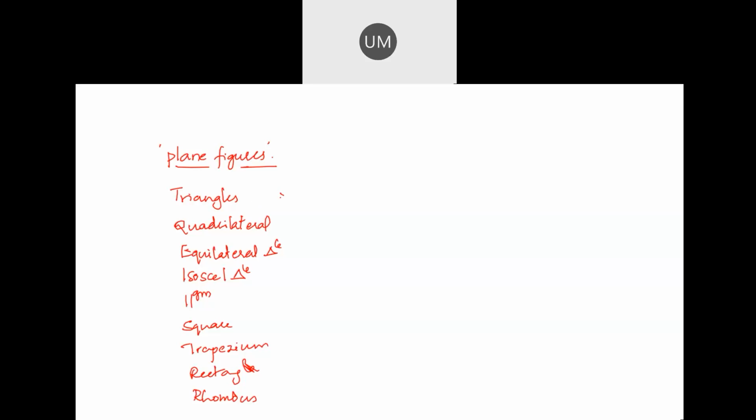What is area of triangle? Half into base into height. I have also said Heron's formula, if you can remember. It is square root of s into s minus a into s minus b into s minus c, where s is called the semi-perimeter, which is the sum of all the sides divided by 2.